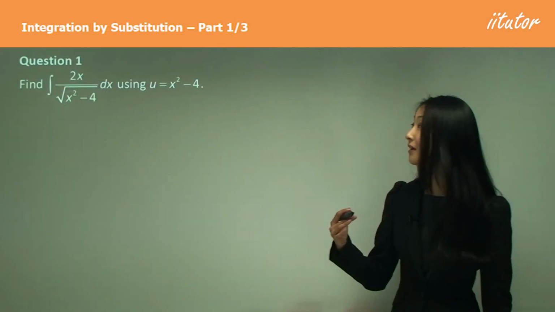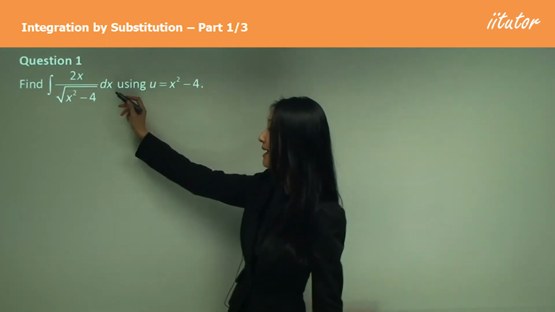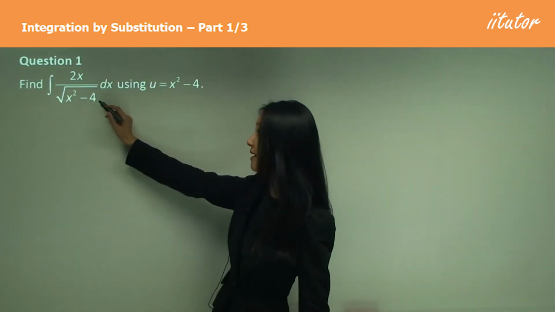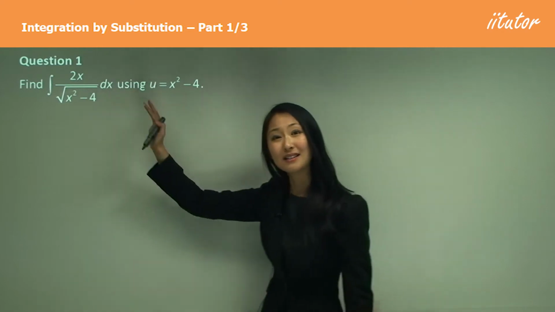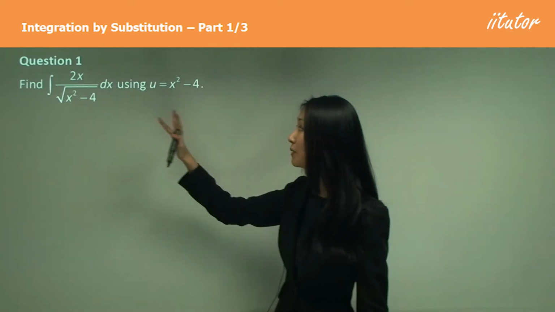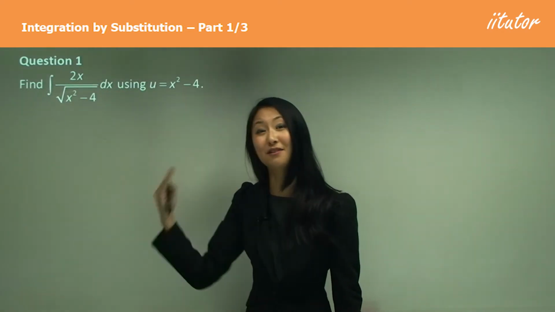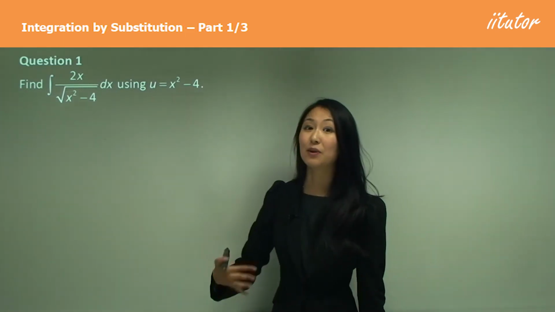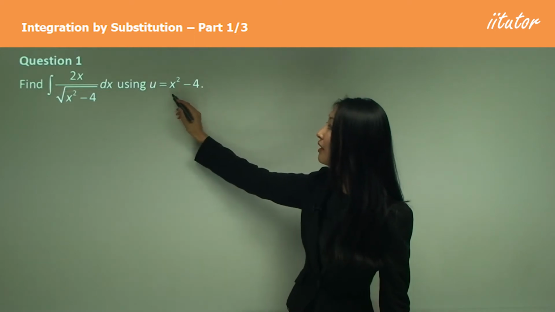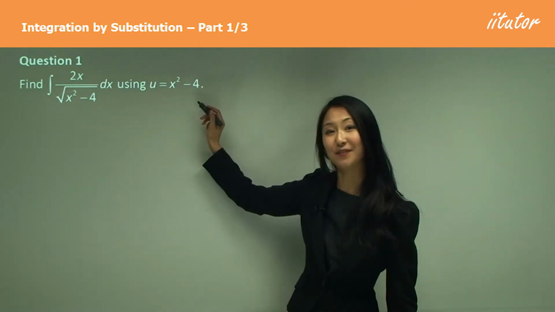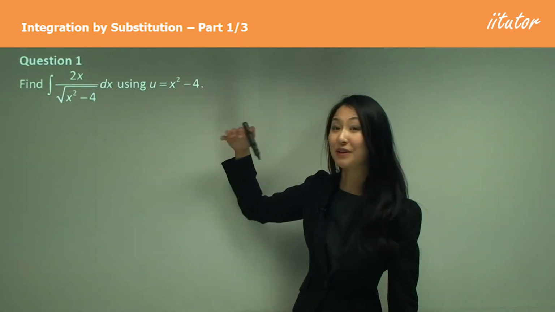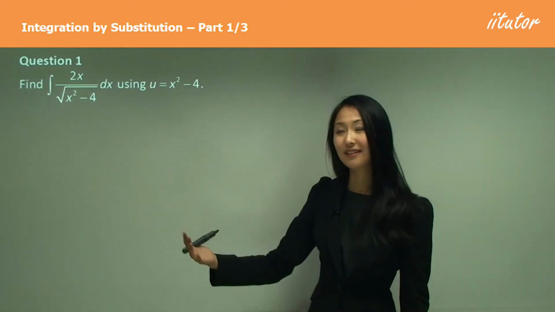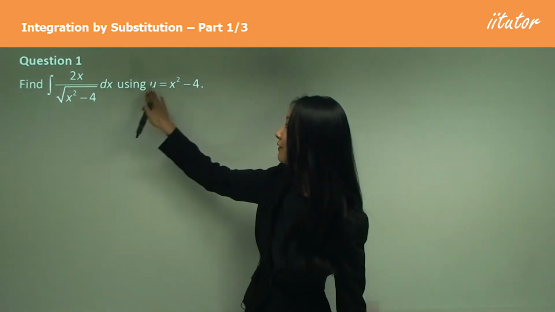So here I want you to find the integration of 2x on square root x squared minus 4. You can see this is quite a difficult integration, and we really wouldn't be able to do this unless we had some advanced methods. The question has told us that it wants us to let u equal to x squared minus 4, yeah? So we'll be using that substitution, substituting this for u.